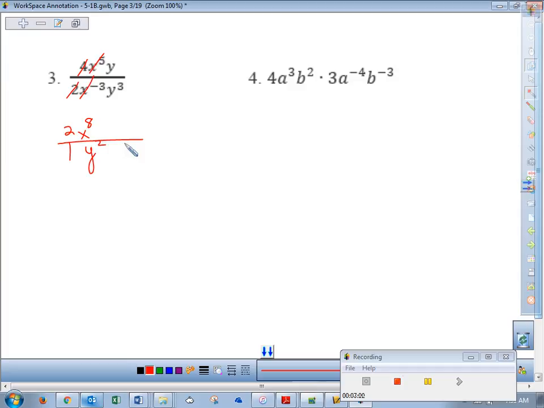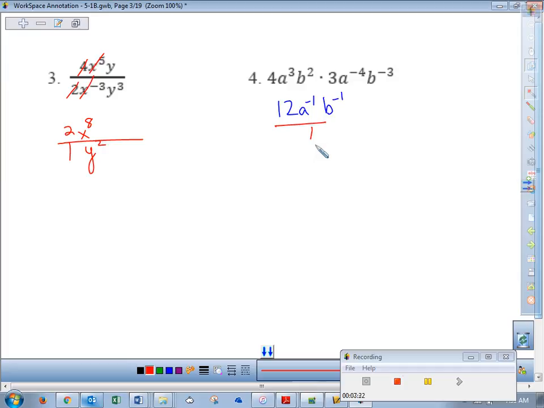Number 4 has no fractions dealing with it at all. Multiply all that stuff together for me. Don't worry about the negative exponents at all. Just multiply it all together for right now. And hopefully you got 12a to the negative 1, b to the negative 1, correct? As a fraction, it's really this.